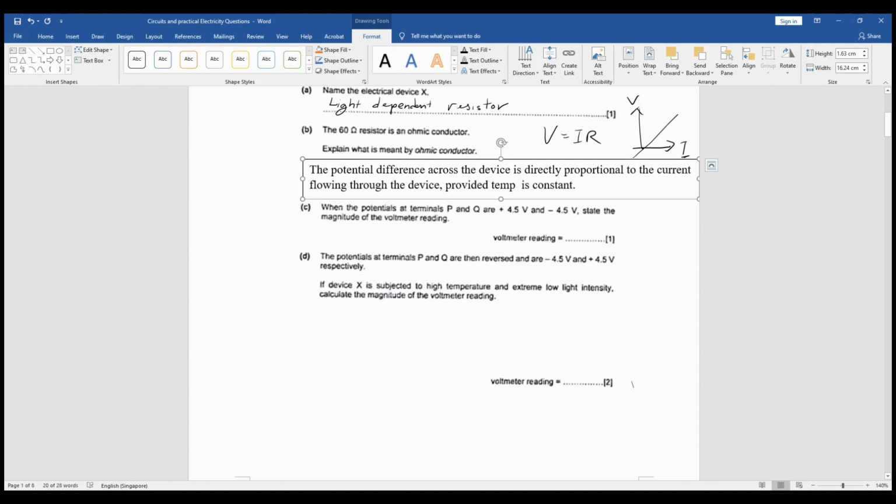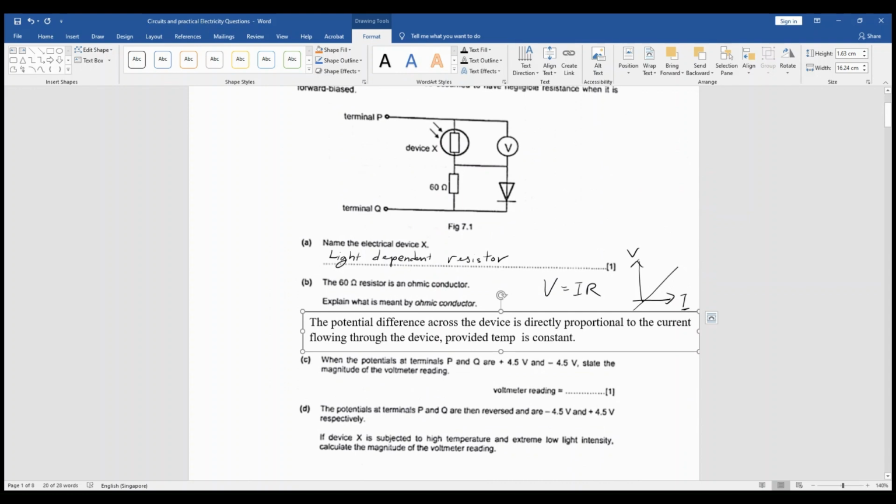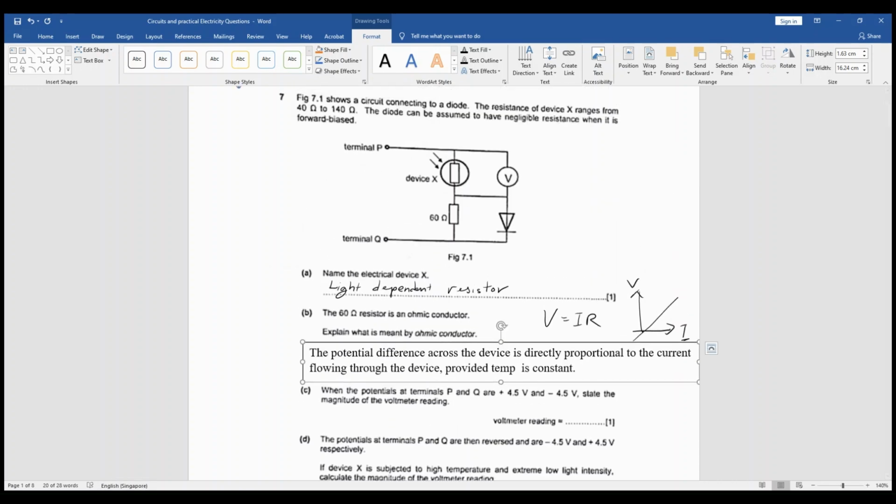All right, now when the potential at terminals P and Q are positive 4.5 volt and negative 4.5 volt, state the magnitude of the voltmeter reading. If this is positive 4.5 and this is negative 4.5, so what is this potential difference? The potential difference will be 9 volt. Okay, so the answer is basically add them together, 9 volt.